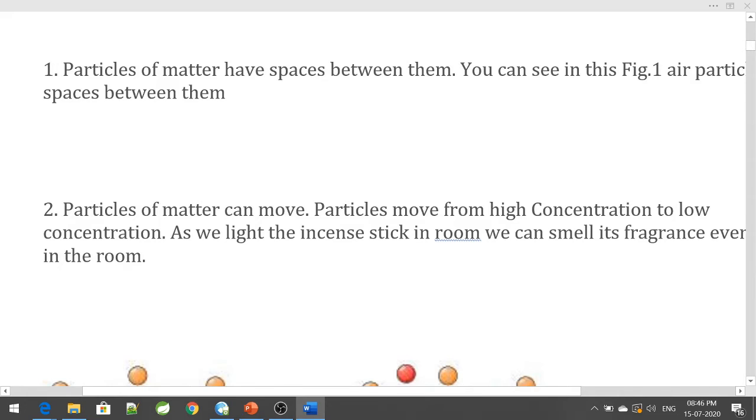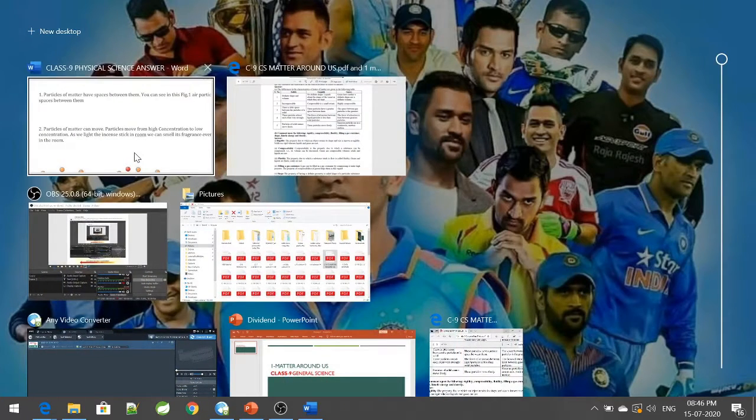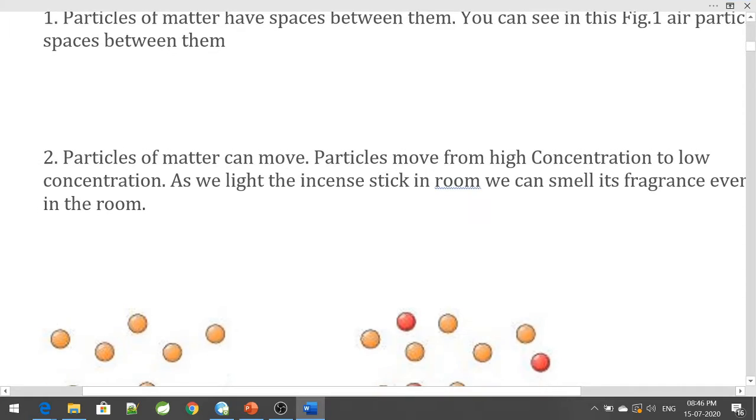And as you can see, if we fill a larger container with a liquid and a small container is empty, from where to where does the water move? From a larger tanker to a smaller tanker. In that way the particles also move from high concentration to low concentration.